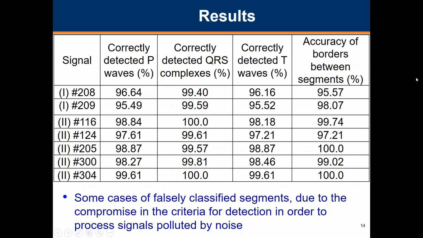In some cases, it is 100% accurate, while the lowest level of accuracy is 95%. The small percentage of falsely classified segments is mainly due to the compromise in the criteria for detection in order to process signals rich with noise.